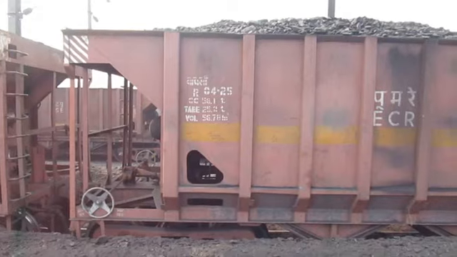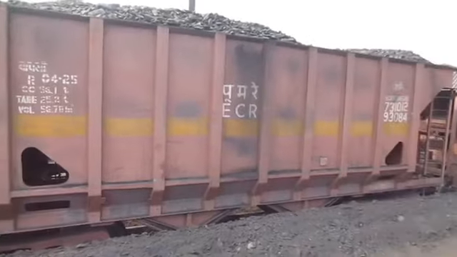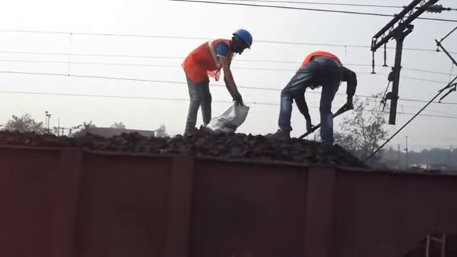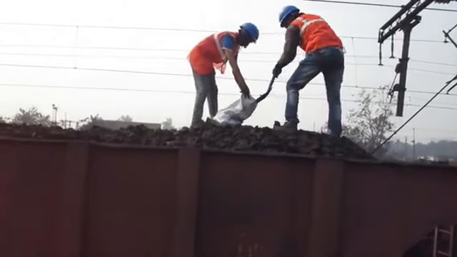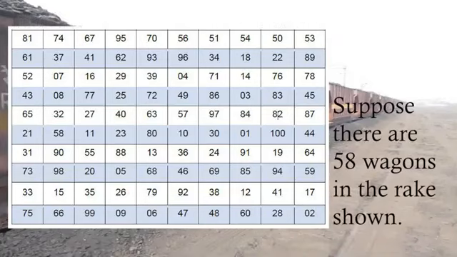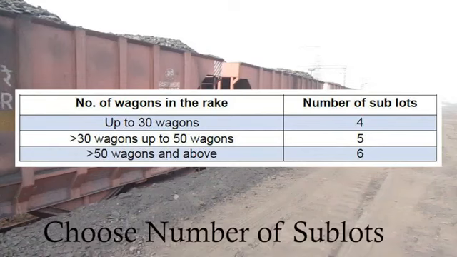Let us study about coal sample collection. From railway wagons, coal samples are collected by dividing the whole rake into sublots. The wagon numbers are selected according to random number table taken from Clause A 2.1 of BIS standards. Let's suppose that this rake contains 58 wagons. According to this table, we will have 6 sublots.